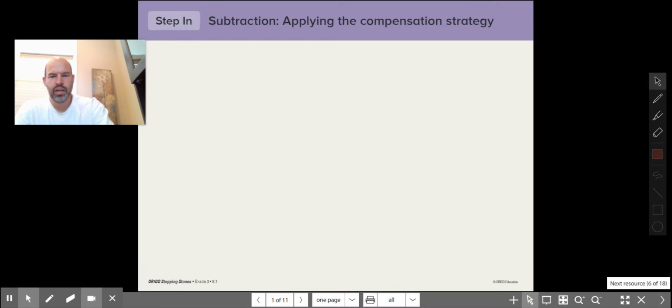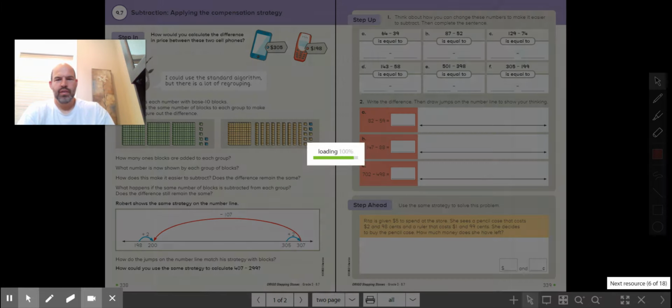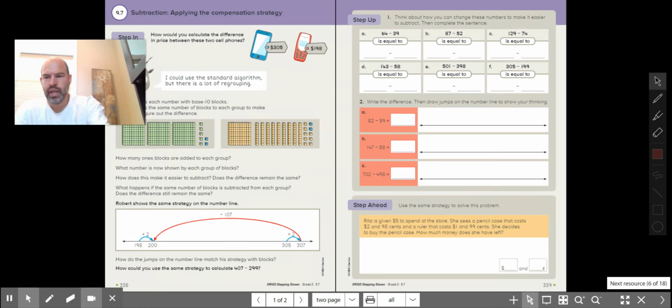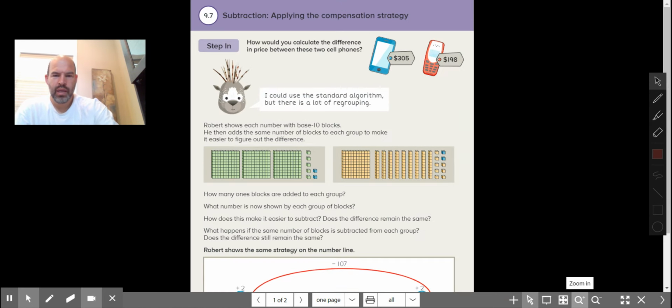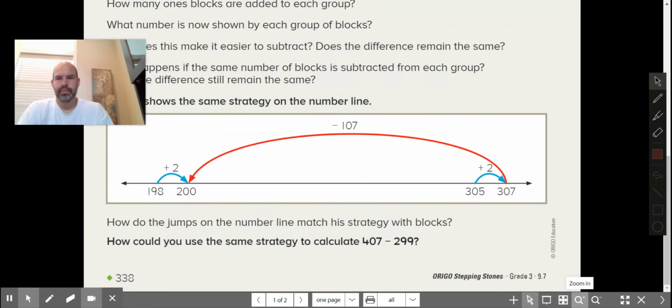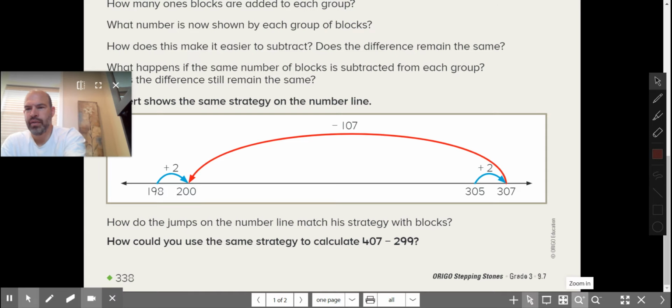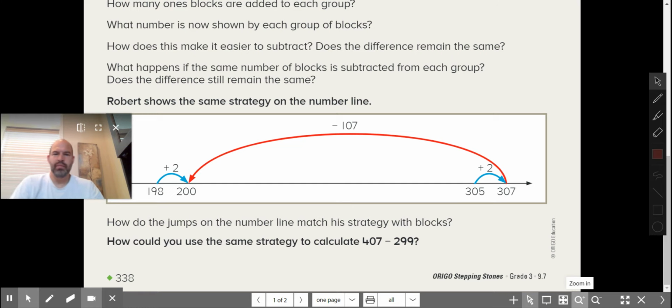Now, we're going to go ahead and go straight to our lesson. And we're going to look at this first problem here at the bottom of page 338. I'm going to go to single page mode. And we're going to make this just a little bigger. All right. Let me move my video over here. All right, I think we can make that work. Okay.